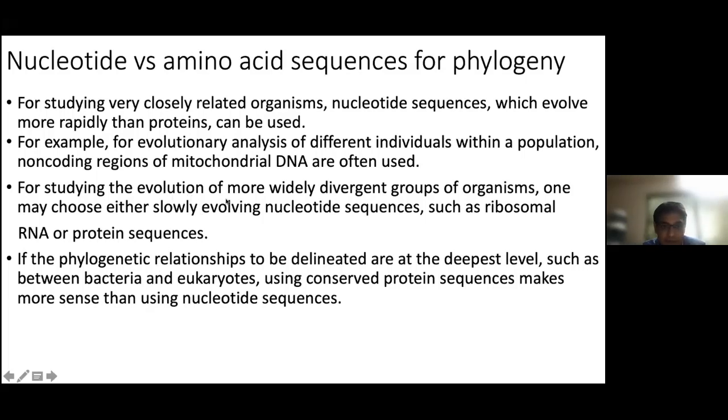If you're studying the evolution of a more widely divergent group of organisms, we use ribosomal RNA sequences or protein sequences. For bacteria, we use the 16S ribosomal RNA sequences because they're more conserved, so very little change occurs in ribosomal RNA. But if you want to determine relatedness at the deepest level, for example between bacteria and eukaryotes, you can use homologous genes or orthologs, using conserved protein sequences, and it makes more sense than using nucleotide sequences.